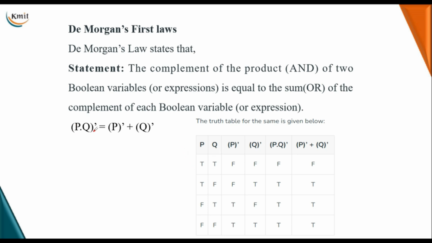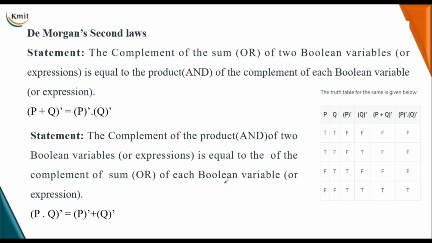Now here, (P AND Q) whole bar is equal to P bar OR Q bar. Here we replace the possibilities of P and Q with true and false values, and we obtain the output functional values of (P AND Q) whole bar and P bar OR Q bar. For each combination you obtain the same functional values. Hence it was proved that (P AND Q) whole bar is equal to P bar OR Q bar.